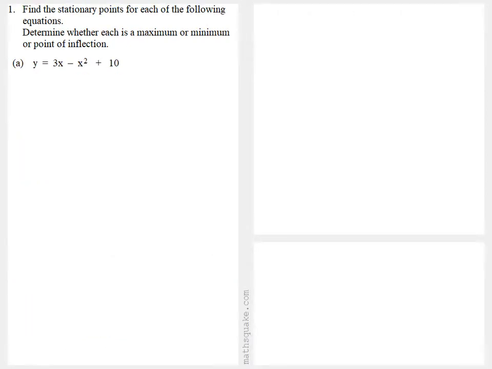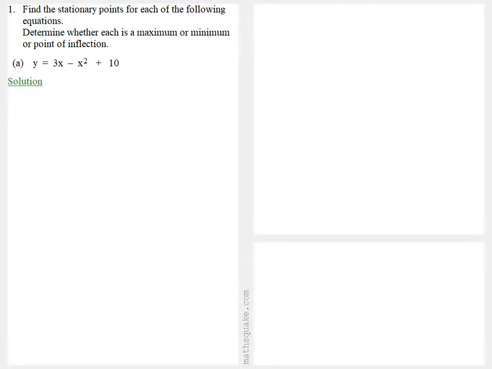Okay, let's have a look at question 1a. Find the stationary points for each of the following equations. Determine whether each is a maximum or minimum or point of inflection. In part A we have y equals 3x minus x squared plus 10.